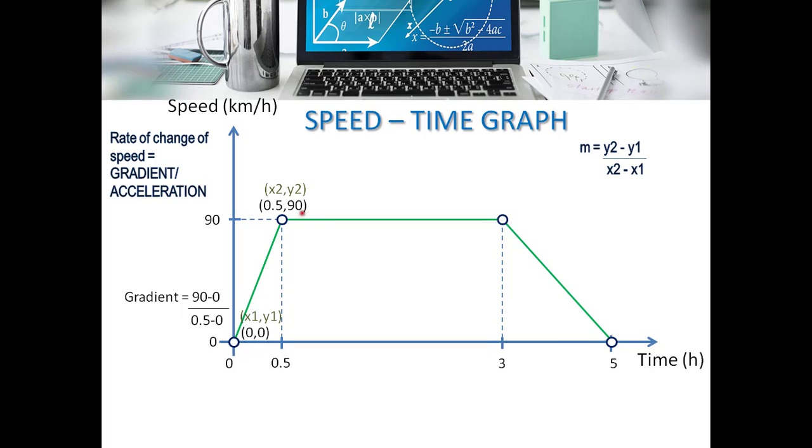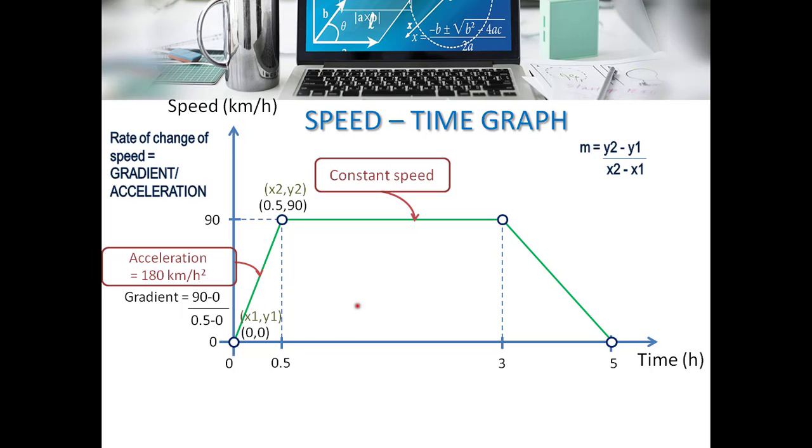So the gradient is y2 minus y1, 90 minus 0, over 0.5 minus 0. So actually you will have acceleration. The speed is increasing, speeding up. It moves from 0 to 90 and speeds up at 180 km per hour squared. Okay, do the calculation over here. Then with the duration of 3 minus 0.5, which is 2.5 hours, the car is at constant speed or uniform speed. So there is no acceleration at that point.